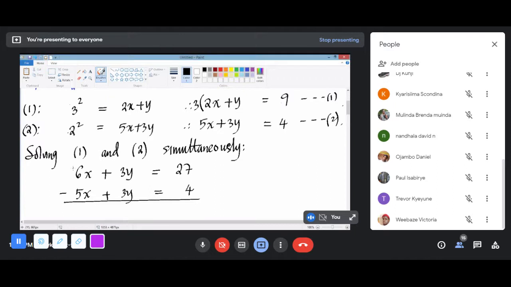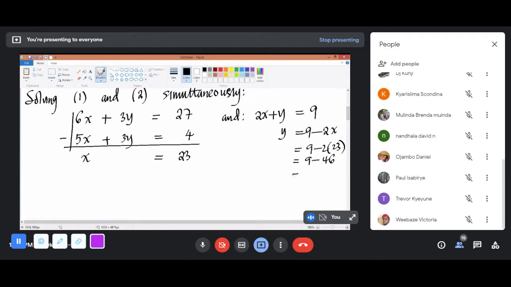Subtract the two equations for y to cancel. This will be x equal to 23. And if that is so for x, recall that equation 1, which was 2x plus y equal to 9. Y is 9 minus 2x. So that is 9 minus 2 into 23, which is actually 9 minus 46. So what's that one? That's negative. Y will be negative 37.